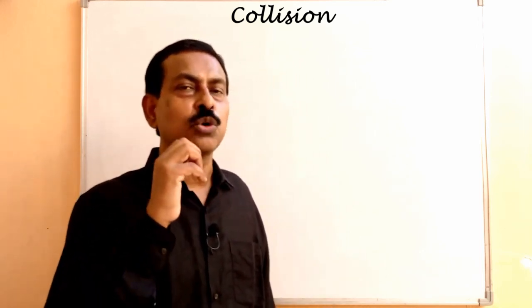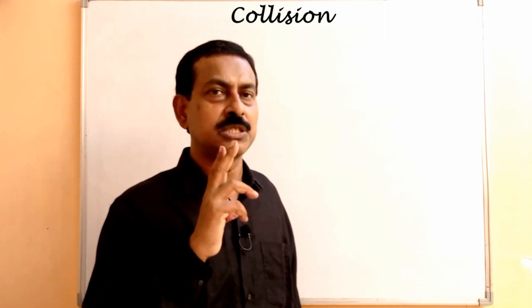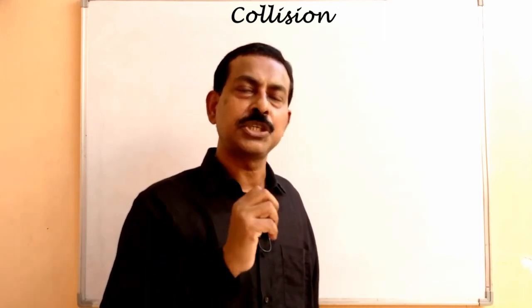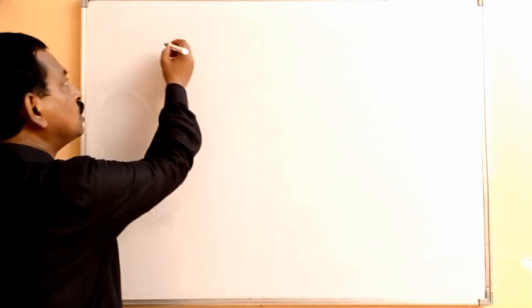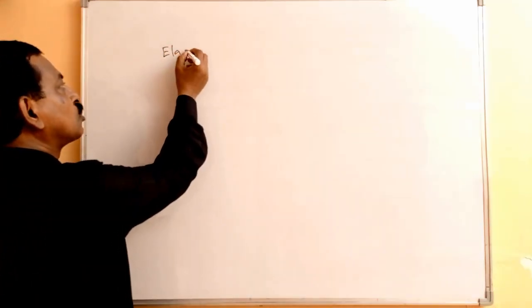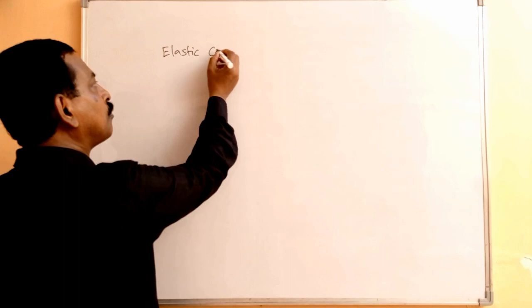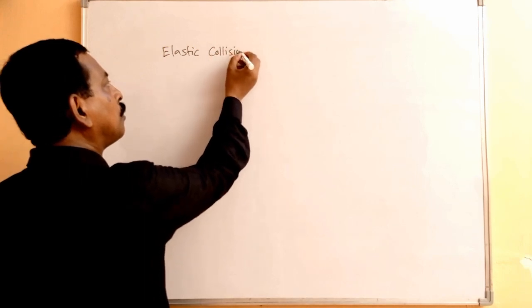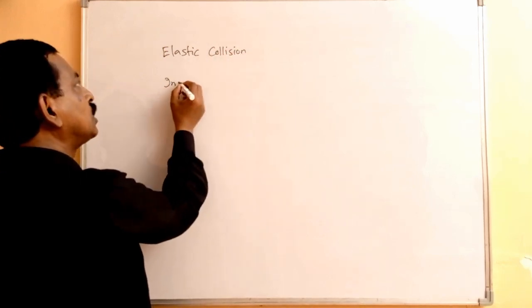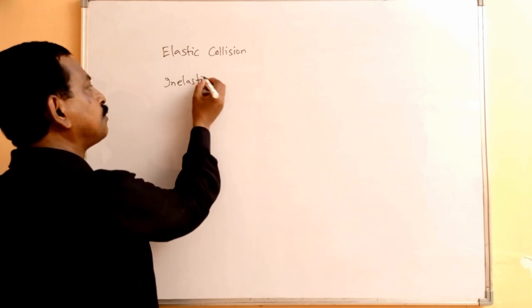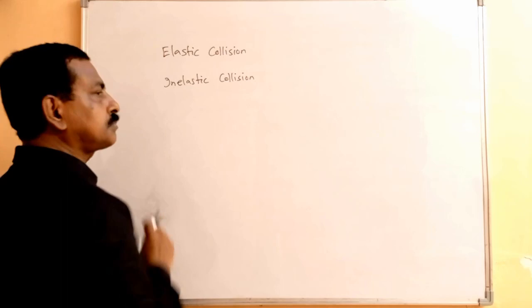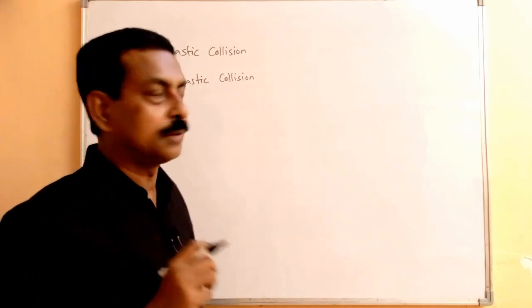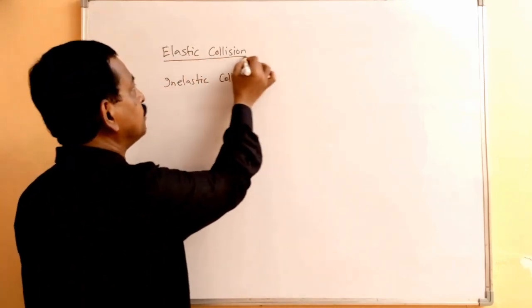And here we take collision to be of two types. One is called elastic collision and the other is called inelastic collision. So the first one is elastic collision, and the second one is inelastic collision. First, the elastic collision.